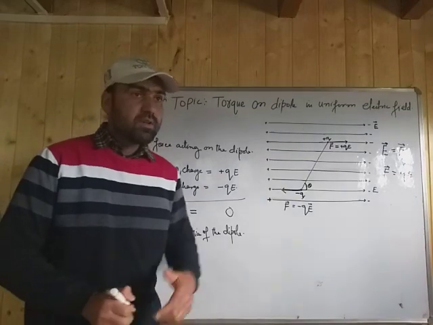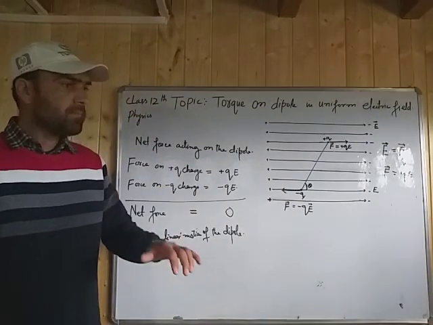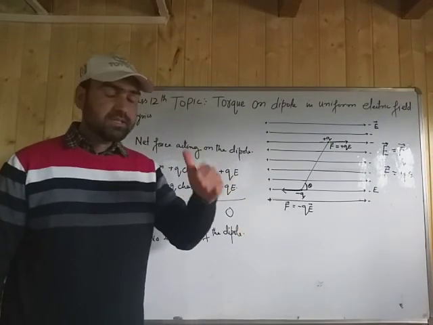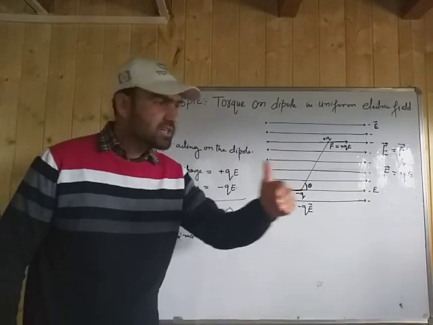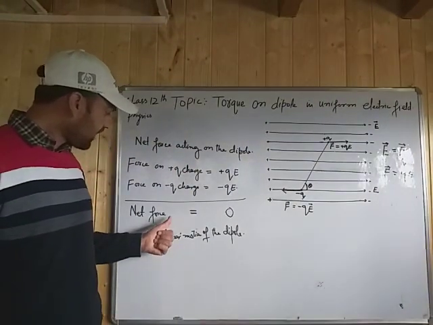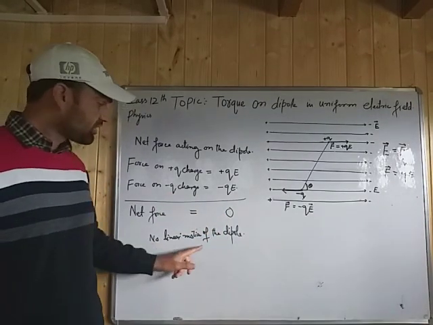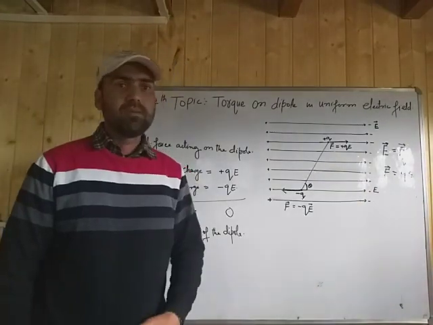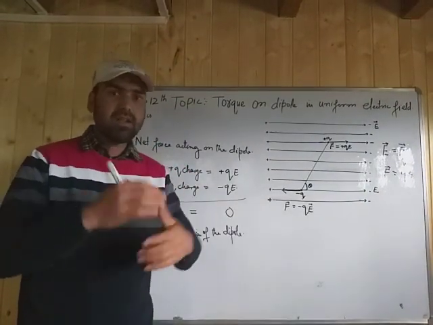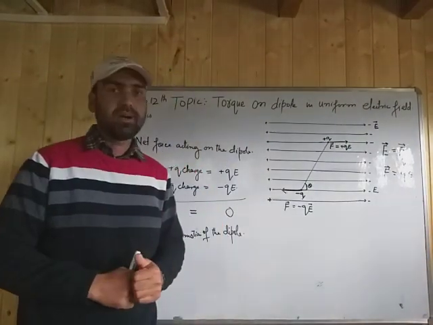So we have already discussed two things. Number one, when there is a net force, the body will move in a straight line. Here you can see that the net force is equal to 0, so that means there will be no linear motion of the dipole. But number two, when there is a couple of forces, then at that time the body will rotate.